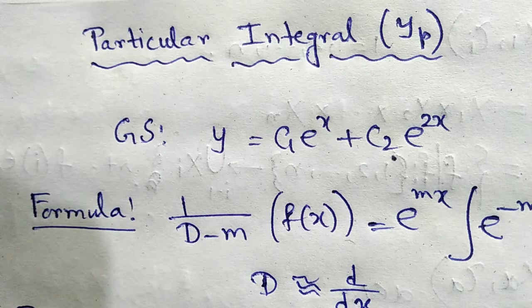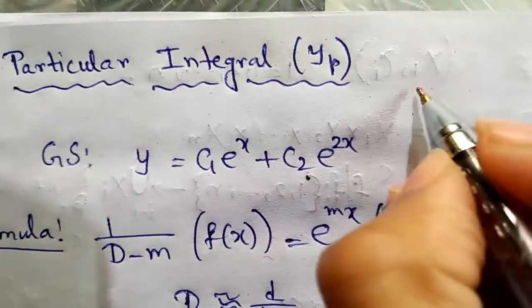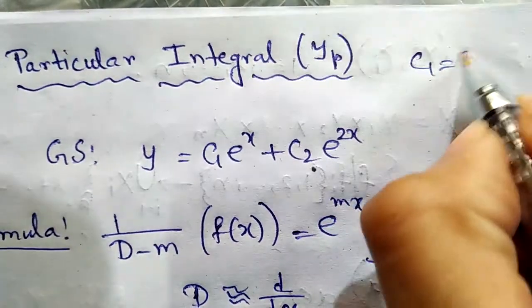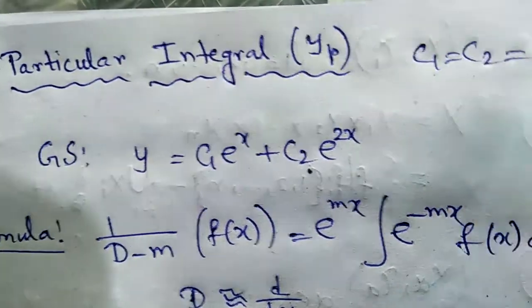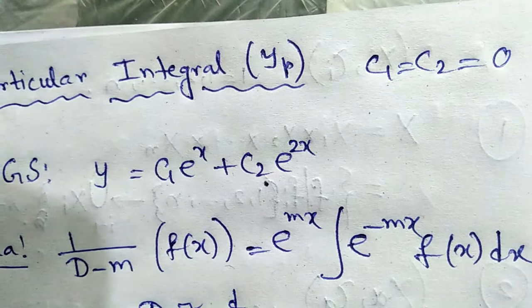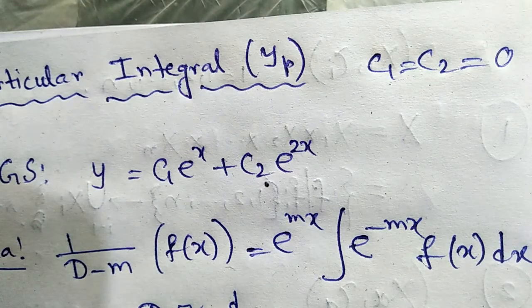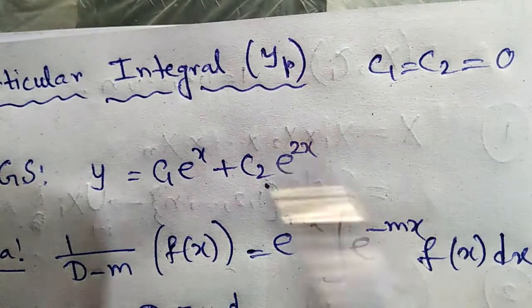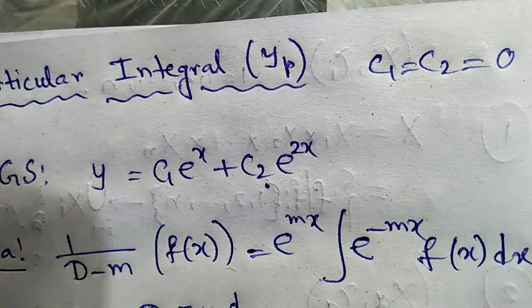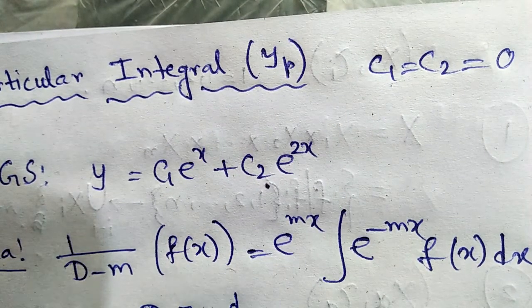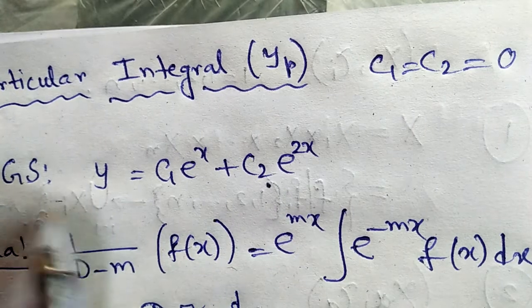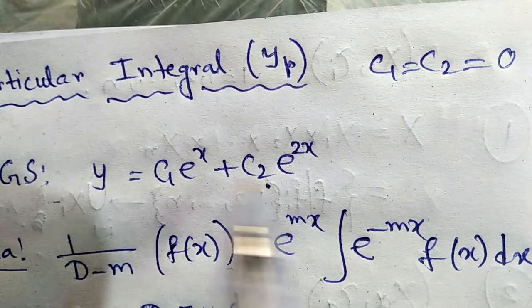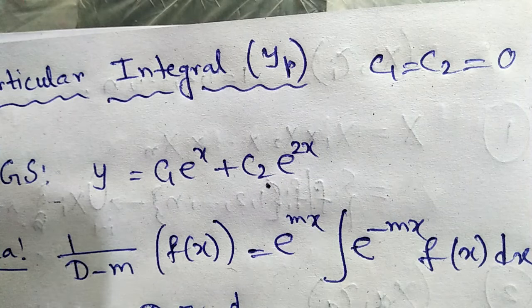But if we put all the arbitrary constants equal to 0, then we get the particular integral. So this is not that you find out the general solution and put the value 0 in the arbitrary constants and then we get the particular integral. This is not the right method to find out the particular integral.